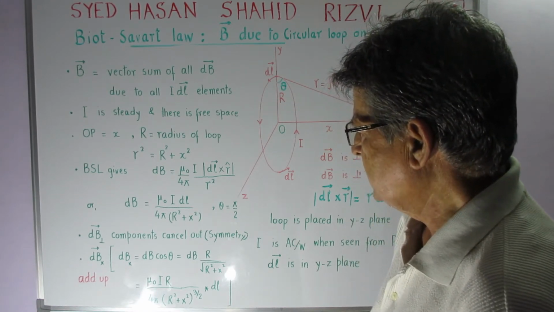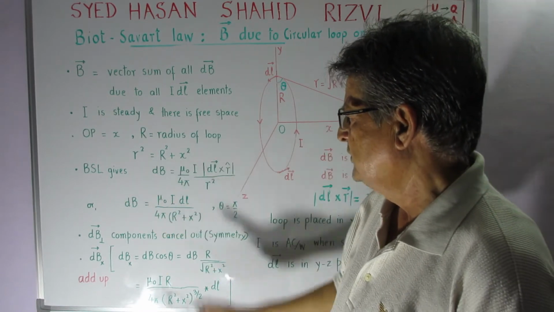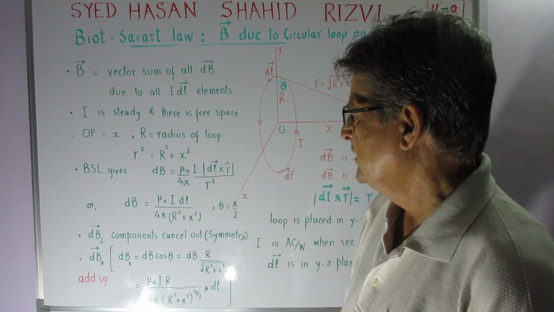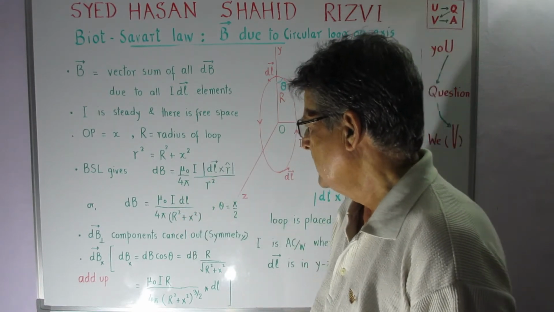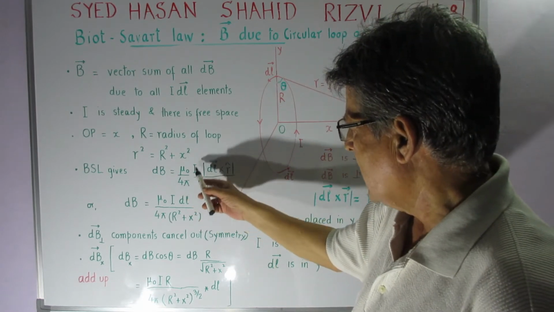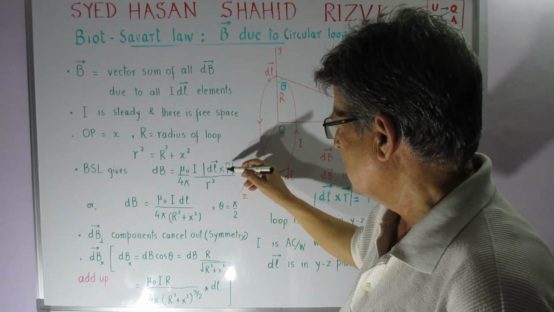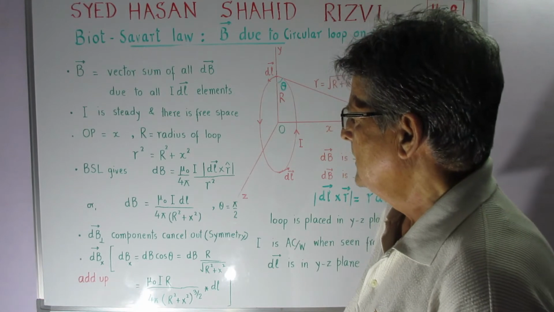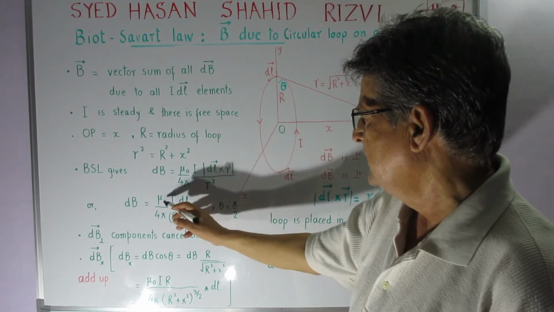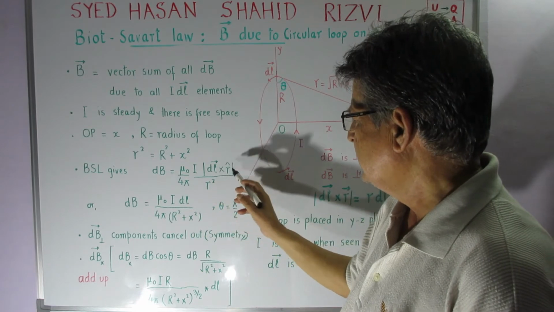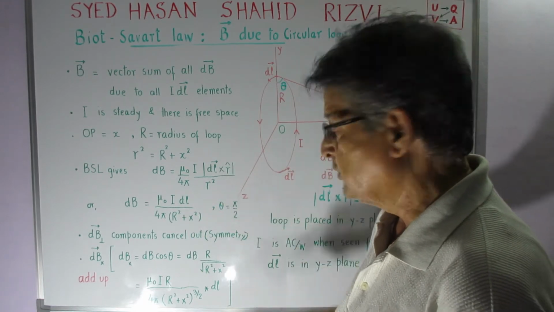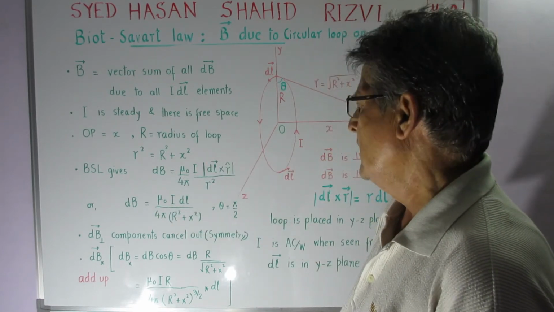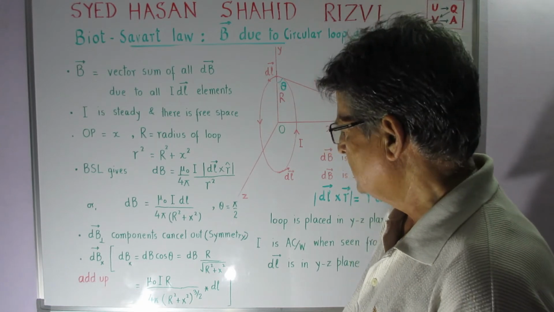So you can see that the Biot-Savart Law gives the magnitude of its contribution dB as mu naught upon 4 pi, I, and then the magnitude of dl cross r cap divided by r square. So I can write this as mu naught I dl, because theta is equal to pi by 2, so sine of theta will become equal to 1. So I can write mu naught I dl upon 4 pi, r square plus x square.